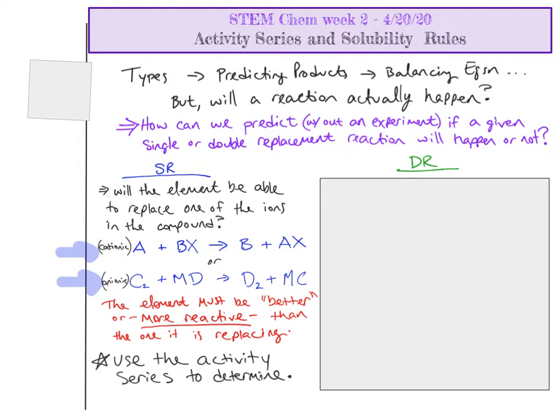So the idea here is, we talked about in class, the replacing element, the one going in and kind of stealing the partner, has to be better in some way. We kind of joked about dancing in this regard, but it really is that the incoming element has to somehow be better. And in this case, we mean more reactive. Okay, and there's a tool called the activity series that we're going to get to use to talk about this.